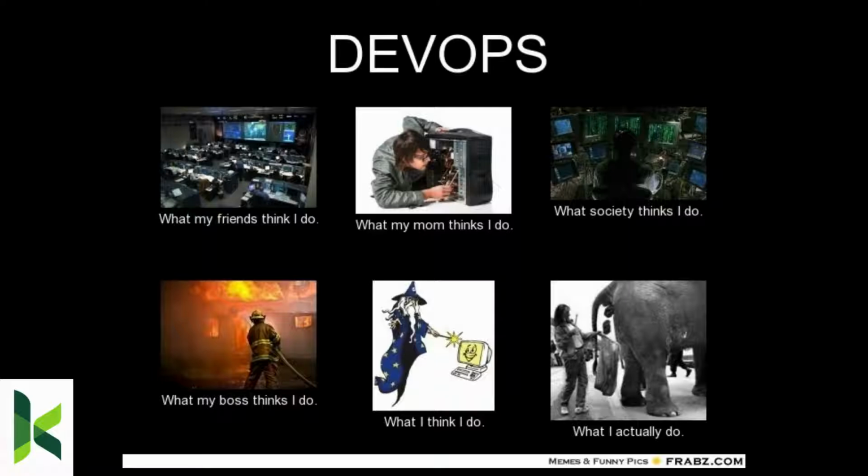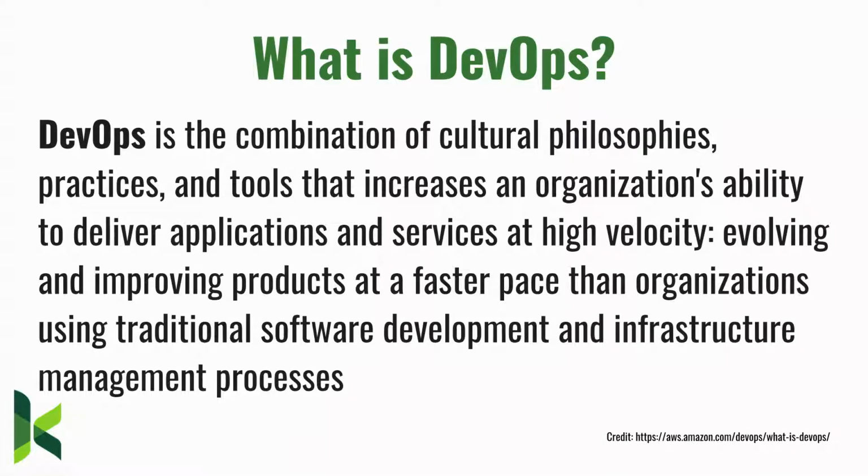So, what Amazon classifies as real DevOps is the combination of culture, philosophies, practices, and tools that increase all organizations' ability to deliver applications and services at high velocity. That's a lot to take in. Basically, and then the last piece is evolving and improving products at a fast pace. I'm not going to read the rest because you guys can read it.